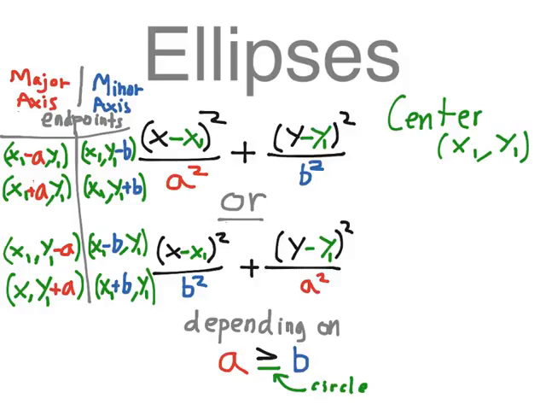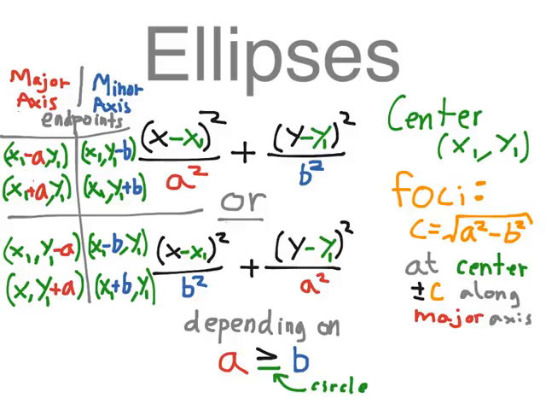The major and minor axes for these ellipses have endpoints that are just at the center, and then you go plus or minus a along the major axis and plus or minus b along the minor axis. I've written down the coordinates of those endpoints so you can take a look. The foci of the ellipse use c, which is equal to the square root of a squared minus b squared, and they are at the center but plus or minus c along the major axis.